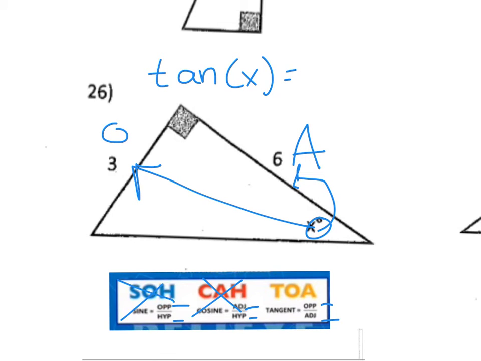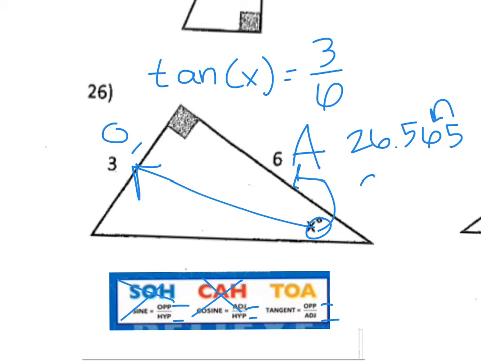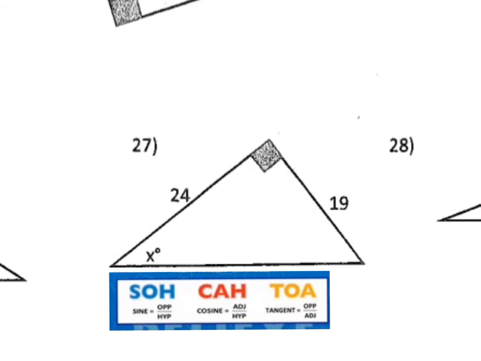And tan is O over A, so our O is 3, and our A is 6, so we go to our calculator, second tan, and 3 divided by 6 in parentheses, and it tells us an answer of 26.565. And rounding to the nearest hundredth, that 5 would tell the 6 to go up 1, so the missing angle would be 26.57.